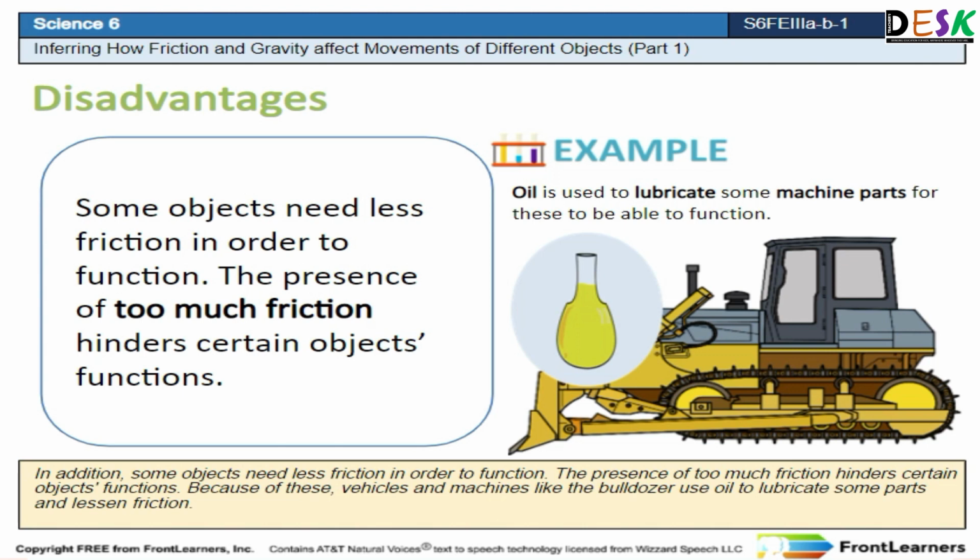In addition, some objects need less friction in order to function. The presence of too much friction hinders certain objects' functions. Because of these, vehicles and machines, like the bulldozer, use oil to lubricate some parts and lessen friction.